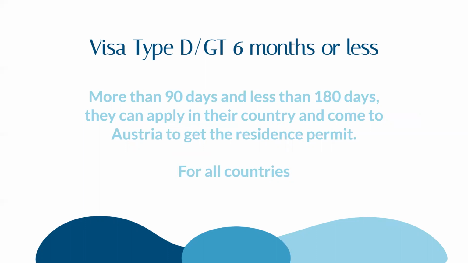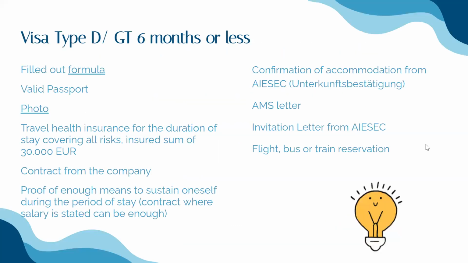And then if the project is longer than 6 months, they can first apply for a visa D in their own country, then come here, and then from here apply for a residence permit. But again, this is only necessary to apply for a residence permit if their GT is longer than 6 months. And here, a big difference to visa C, is that here everybody needs to apply for this visa, no matter whether you are from the European Union or not.